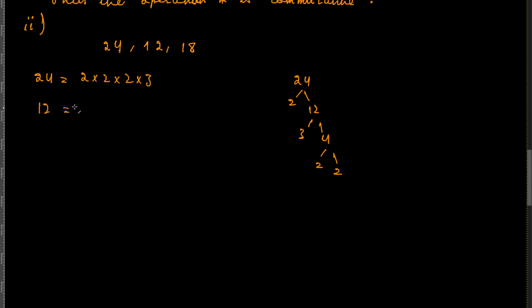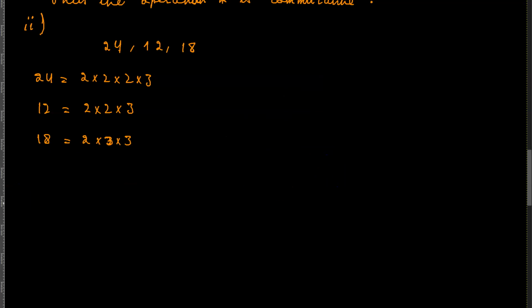12 is the same thing as 2 times 2 times 3. 4 times 3 is equal to 12. And 18 is the same thing as 6 times 3 is equal to 18. So that's basically 3 times 2, so that's 2 times 3 times 3. That's 9 times 2 is equal to 18, right?